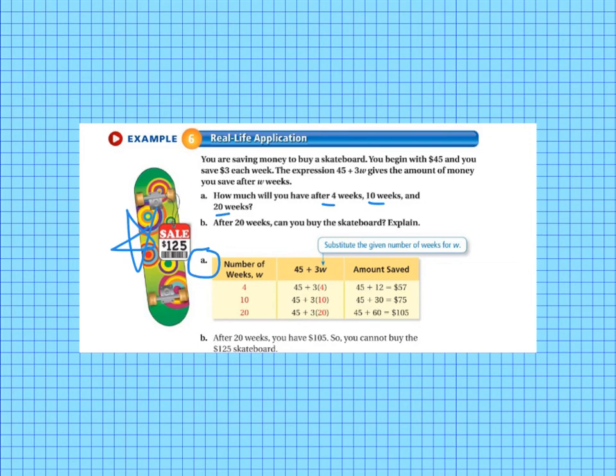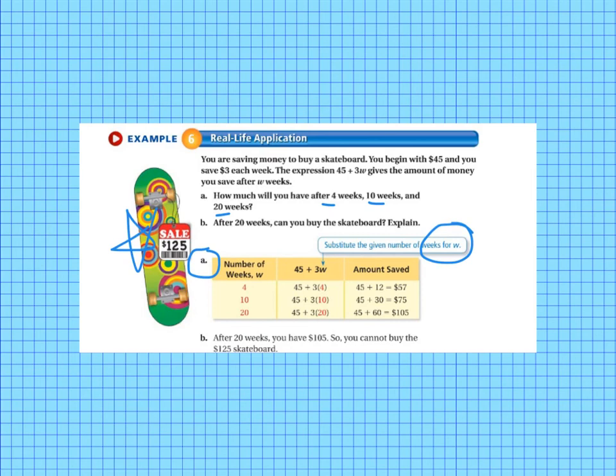And the middle column has our expression, which is 45 plus 3W. So remember that W stands for the number of weeks that we've been saving money. So we have 45 as a constant there because we started with $45 and that doesn't change. And then we save $3 a week. So the only thing that changes is the amount of time that we've been saving our money.